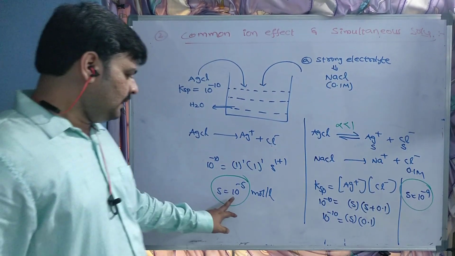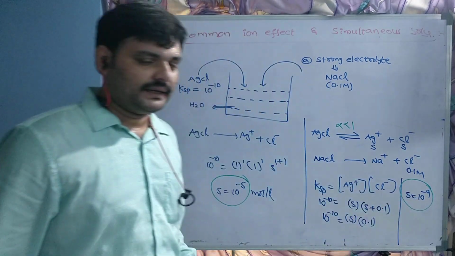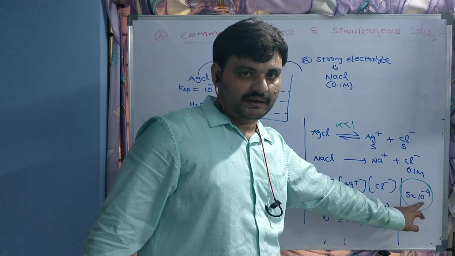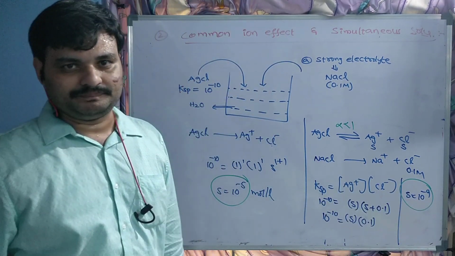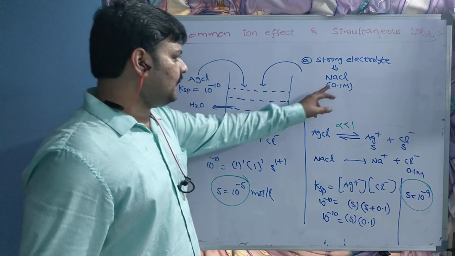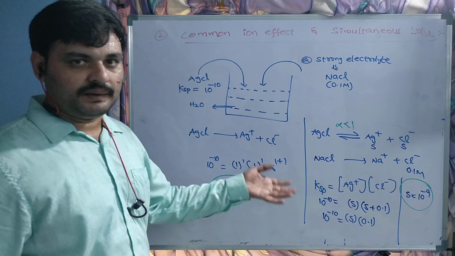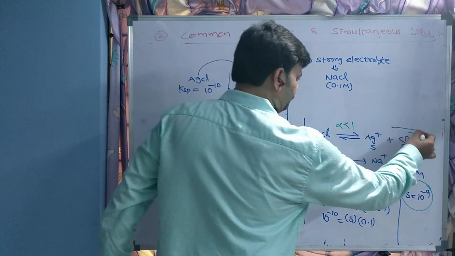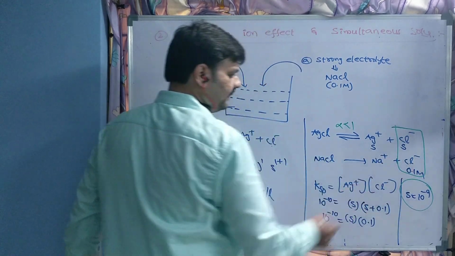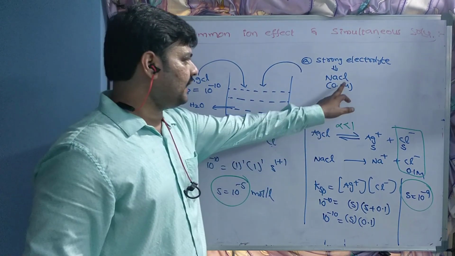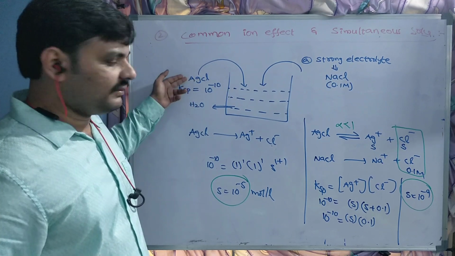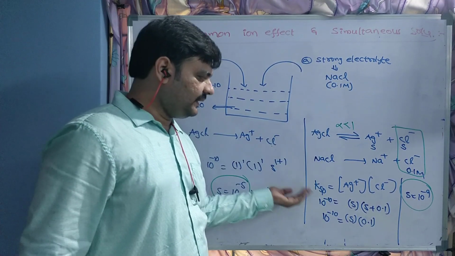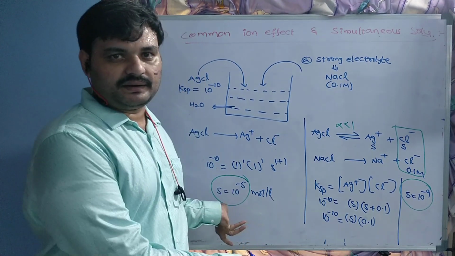So what happened? 10 power minus 5 and 10 power minus 9 means the solubility decreases. Because of the NaCl added here, the solubility decreases. Cl minus is the common ion. Because of the common ion I added, the solubility of the sparingly soluble salt clearly decreases. This is mathematically proved as well.